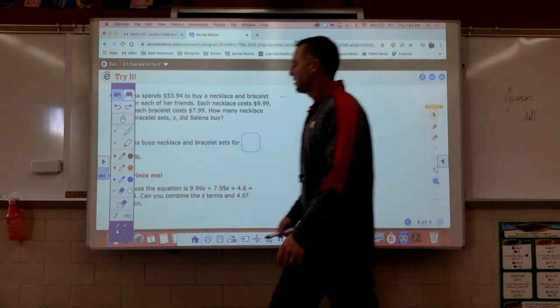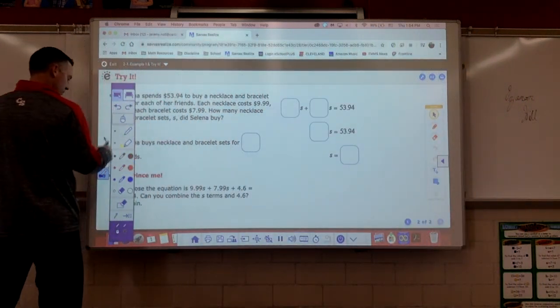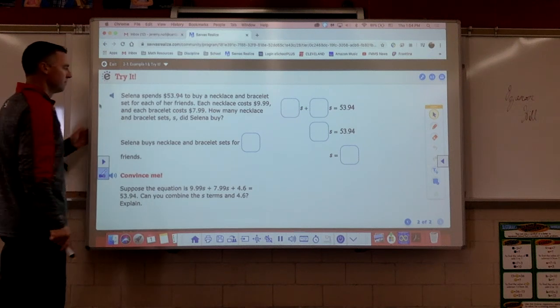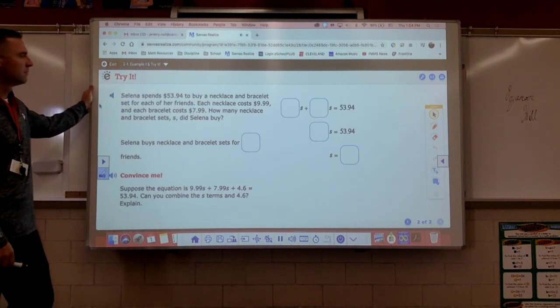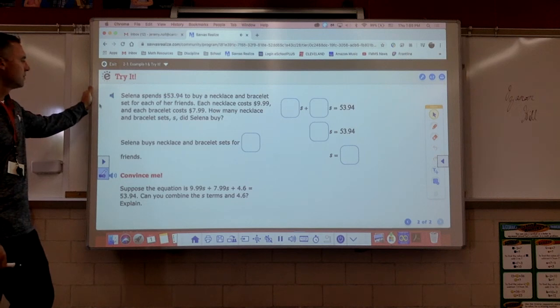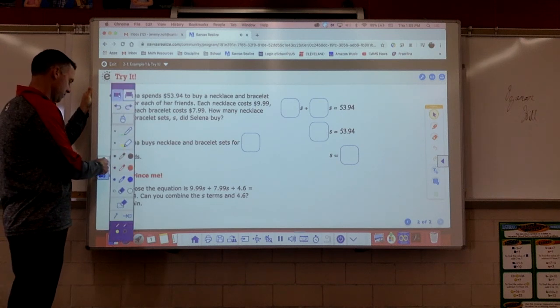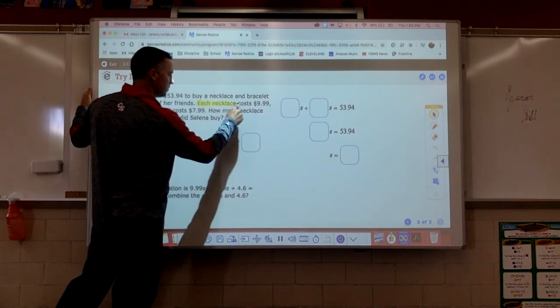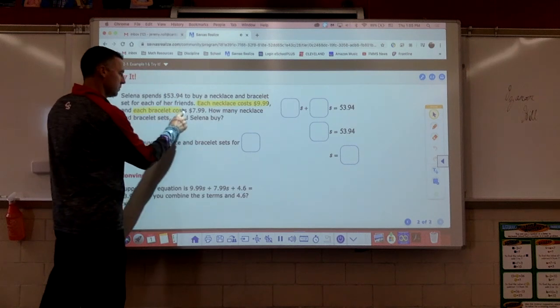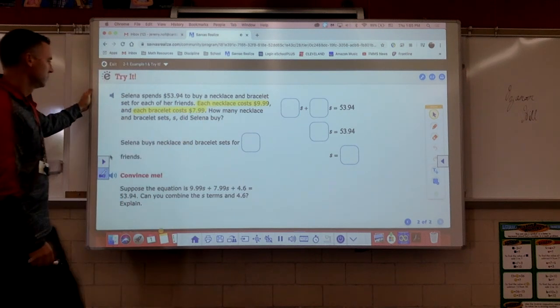All right, so it says... Selena spends $53.94 to buy a necklace and bracelet set for each of her friends. Each necklace costs $9.99, and each bracelet costs $7.99. How many necklace and bracelet sets, S, did Selena buy?